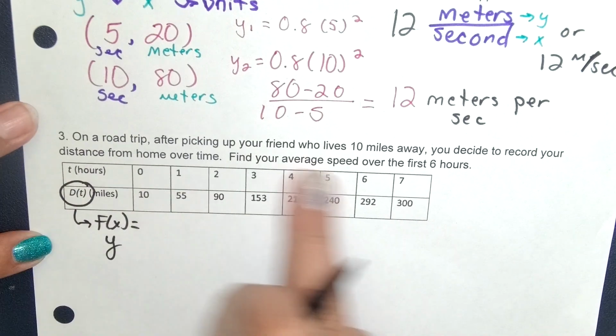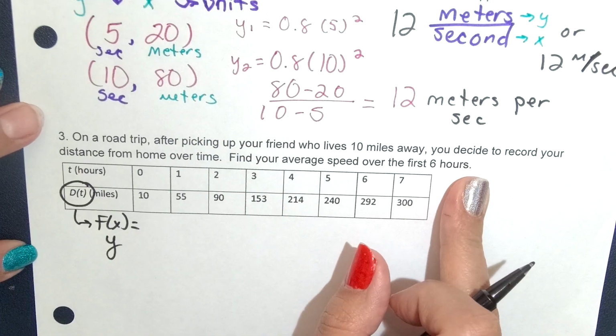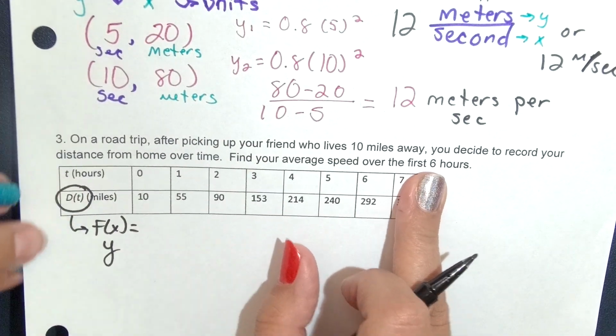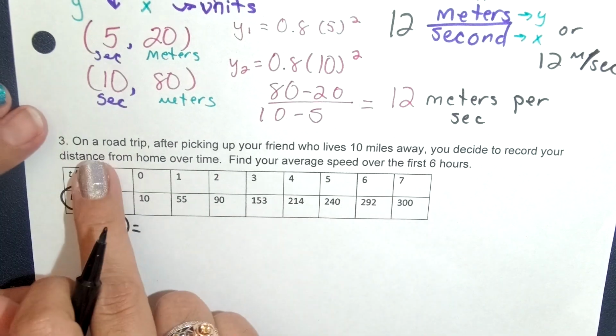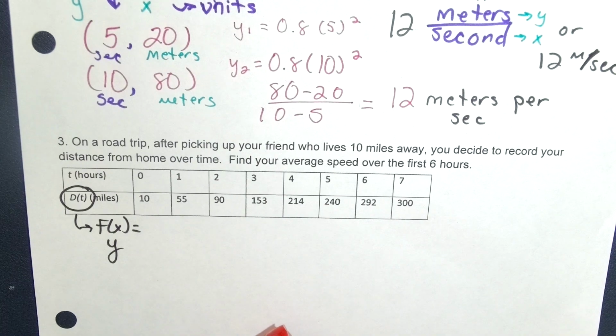So whenever you see a table, and you will get one like this on your quiz tomorrow. When is your quiz? Tomorrow. So I don't want to hear that you didn't know I had a quiz. We have a quiz tomorrow. We have a quiz tomorrow. Okay? We have a quiz tomorrow.